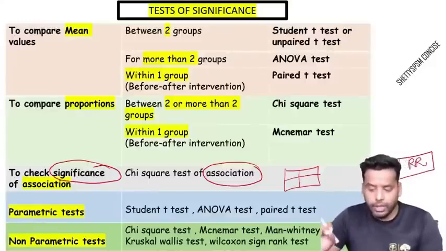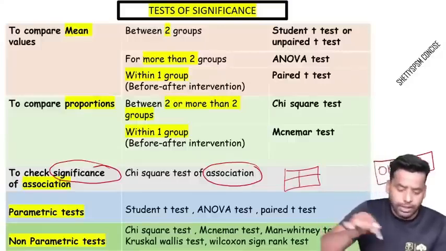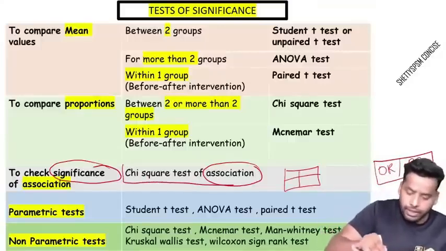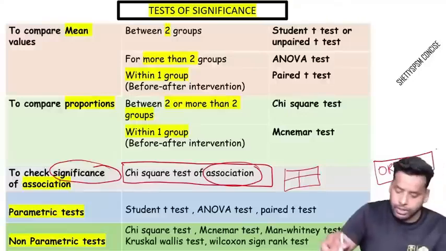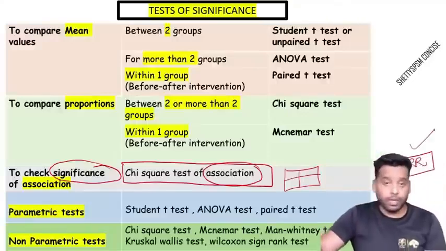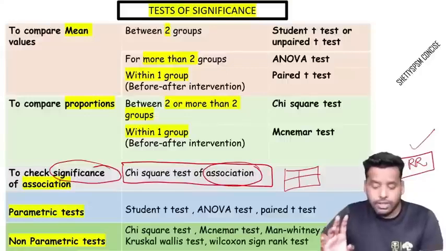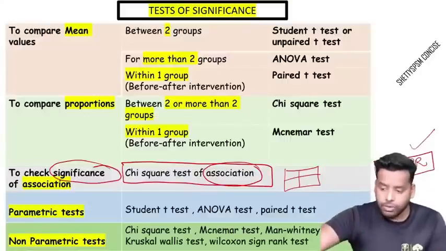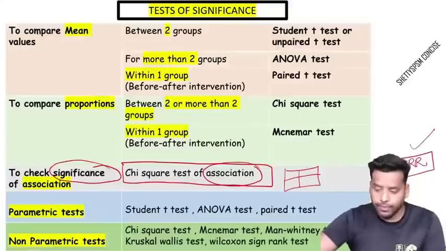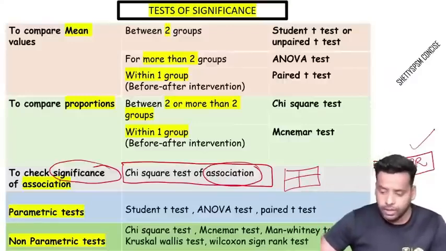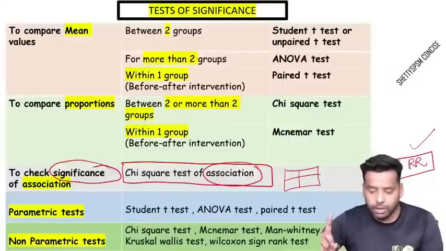Now again tell me true or false. Chi-square test can indicate strength of association. True or false? See the words properly. Again you are falling into the trap I am telling. True or false? False statement.